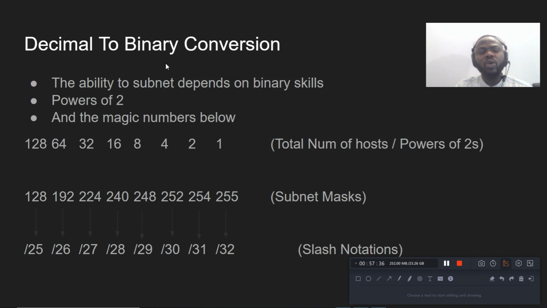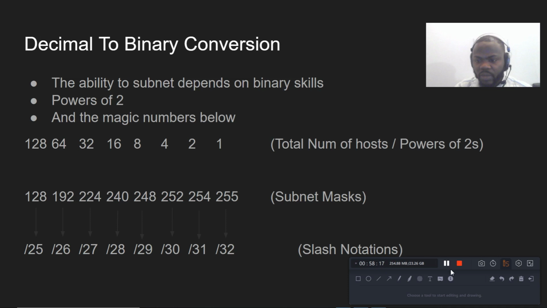In order for you to be good in subnetting, let me read it: the ability to subnet depends on your binary skills. If you are good at converting decimal to binary, that we did, you are going to be good. If you know the powers of 2 very well: 2 times 2, 4 times 2, 8 times 2, 16 times 2, 32 times 2, 64 times 2, 128 times 2, 256 times 2, 512 times 2, 1024 times 2, 2048 times 2, 4096, all those things. If you know them, then those are powers of 2. You are going to be good.